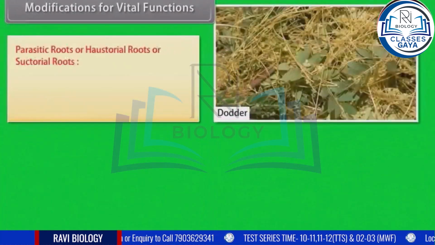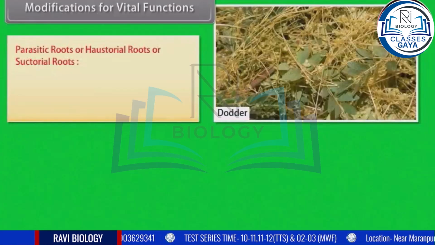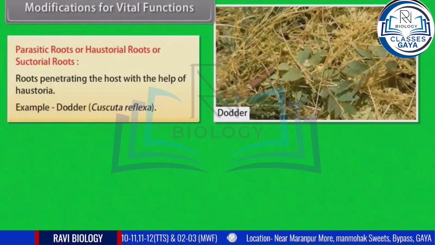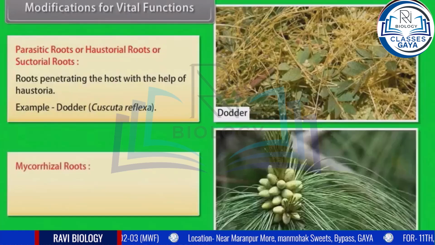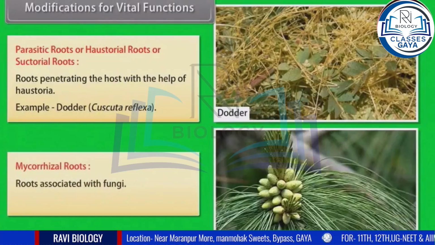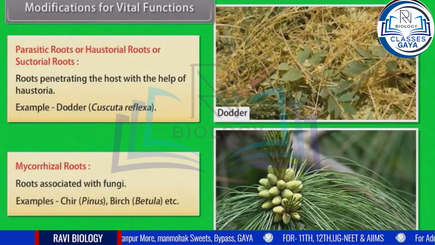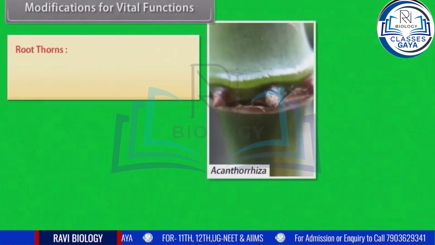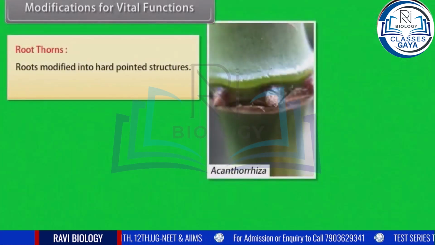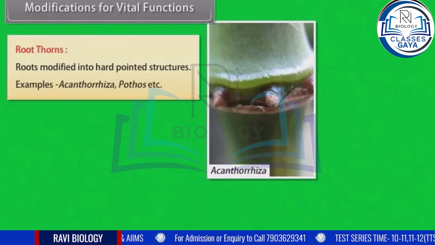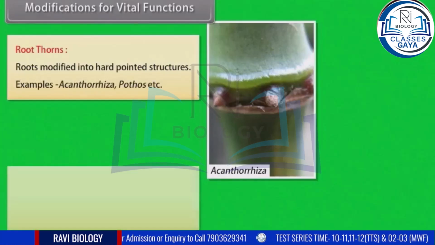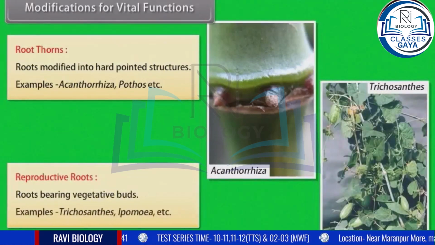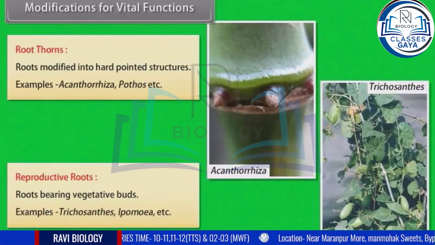Parasitic roots, or haustorial roots, or suctorial roots: roots penetrating the host with the help of haustoria. Example, dodder. Mycorrhizal roots: roots associated with fungi. Examples, pine, birch, etc. Root thorns: roots modified into hard-pointed structures. Examples, Acanthorhiza, pothos, etc. Reproductive roots: roots bearing vegetative buds. Examples, Trichosanthes, Ipomoea, etc.